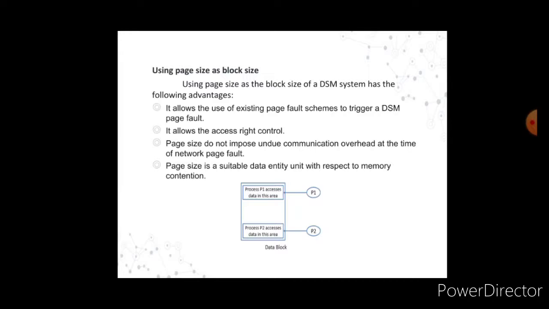Using page size as block size allows the use of existing page fault schemes to trigger DSM page faults. It allows access right control, and the page size does not impose undue communication overhead at the time of a network page fault. Page size is also a suitable data entity with respect to memory contention. These are the main important concepts in granularity.